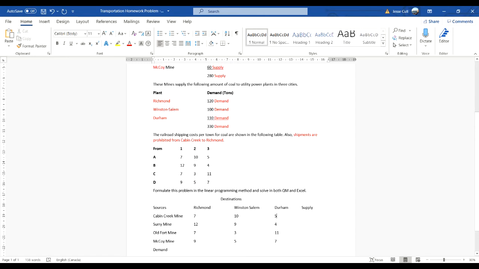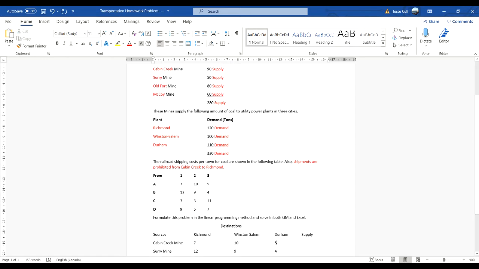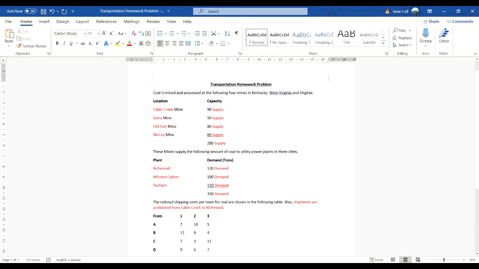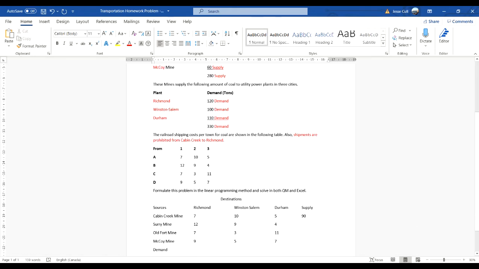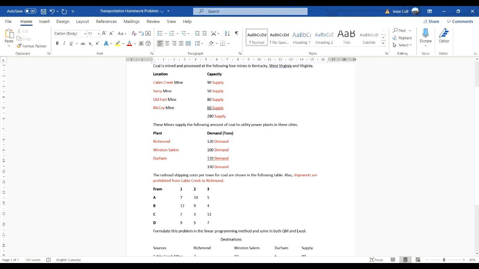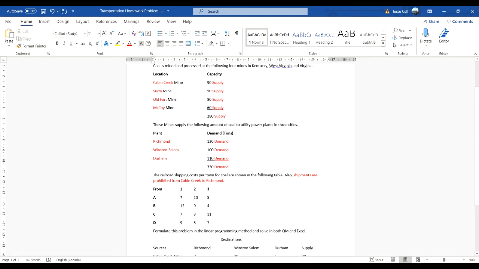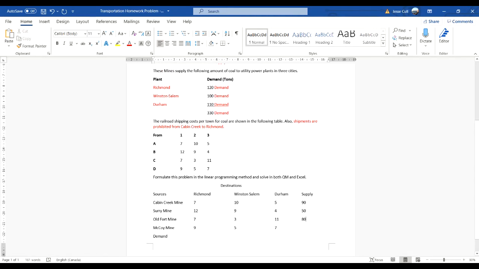From Cabin Creek Mine, we see 90 tons are supplied. From Surrey Mine, we see 50 tons are supplied. From Old Fort Mine, we see 80 tons are supplied. And from McCoy Mine, we see 60 tons are supplied. Done. We also have demand though, so we'll look up here.